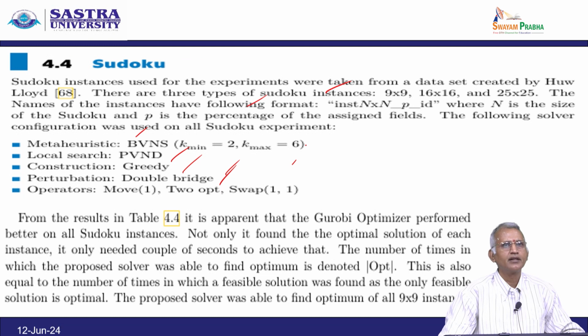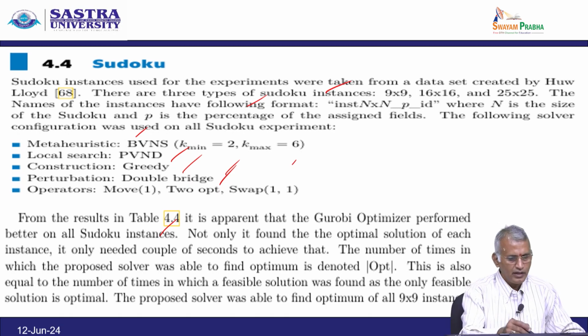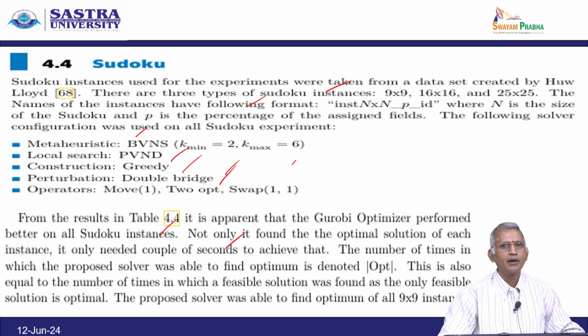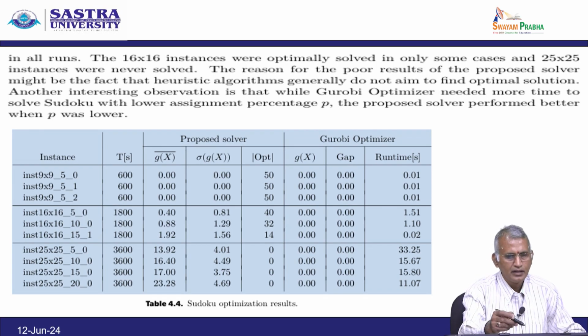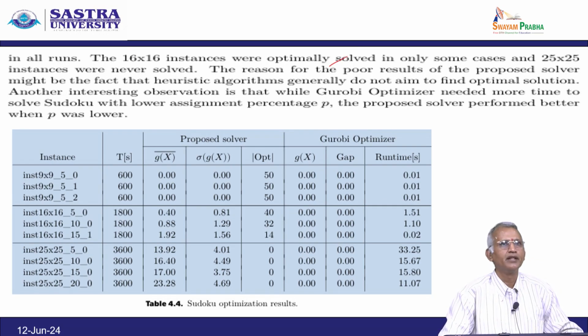From the results it is apparent that the Gurobi optimizer performed better on all Sudoku instances. Not only did it find the optimal solution of each instance, it only needed a couple of seconds to achieve that. The number of times in which the proposed solver was able to find the optimum is denoted by cardinality of opt. It is also equal to the number of times a feasible solution was found, as the only feasible solution is optimal. The proposed solver was able to find the optimum of all 9 cross 9 instances in all runs. The 16 cross 16 instances were optimally solved in only some cases, and 25 cross 25 instances were never solved. The reason for the poor result of the proposed solver might be the fact that heuristic algorithms generally do not aim to find the optimal solution.